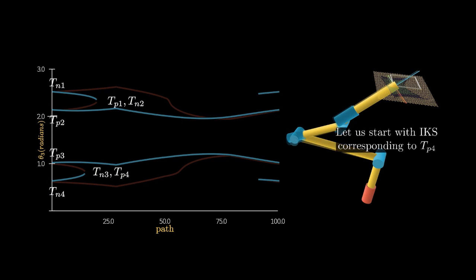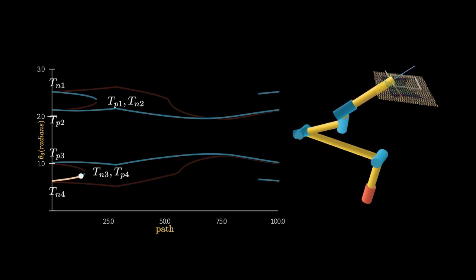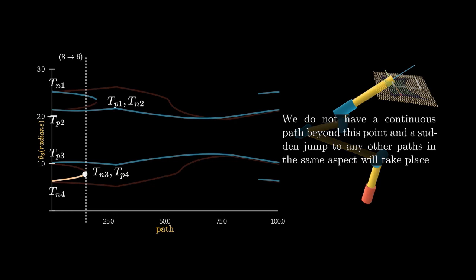So let's start our path which corresponds to Tp4. So here we can follow the loop smoothly till a particular point. So we can follow it till we exit the green color region and enter into the purple region. At this point, we are entering in the region of 6 solution region from 8 inverse kinematic solution region. So we have lost 2 inverse kinematic solution.